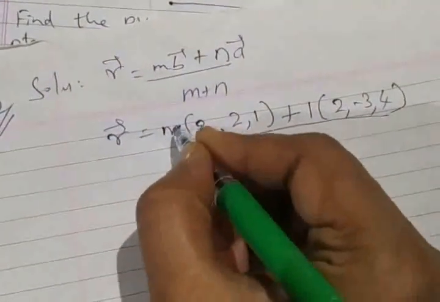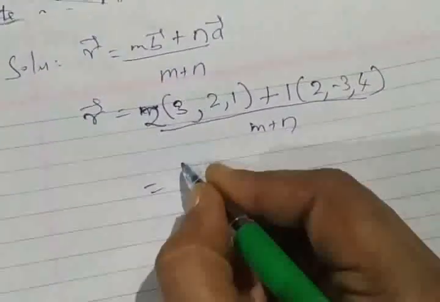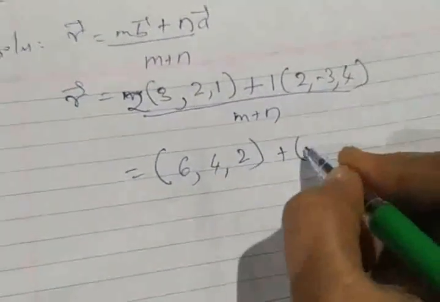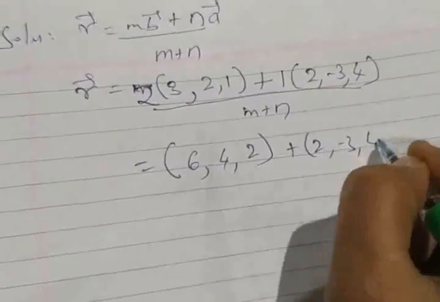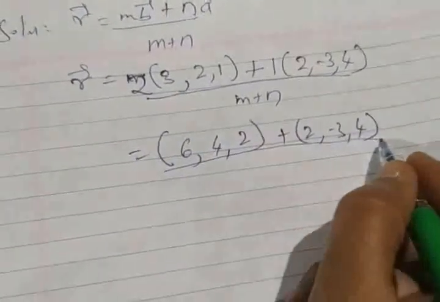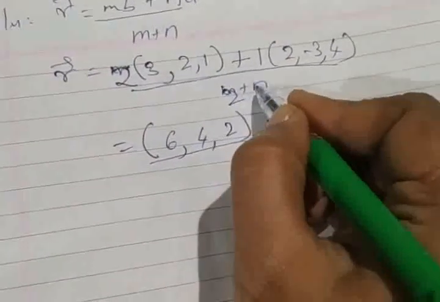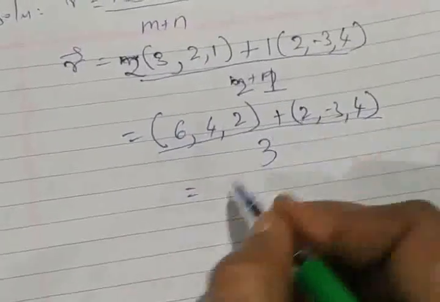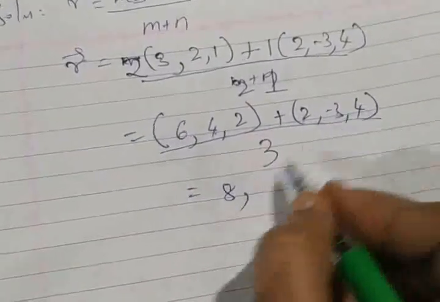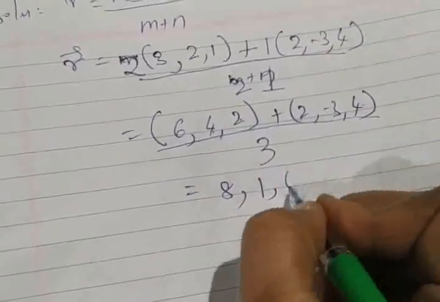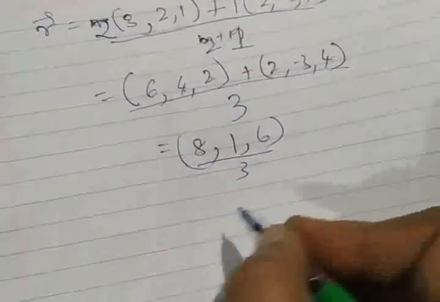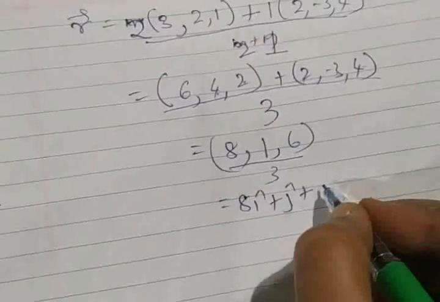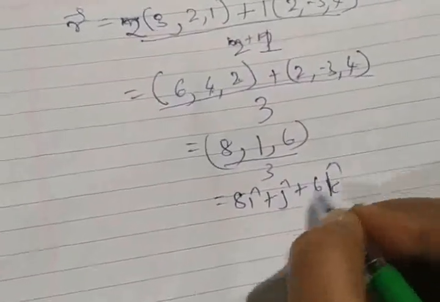The m value is given to us as 2, so in triplet form I find it is 6, 4, 2, plus, of course, 1 is multiplied. 1 is the identity element with respect to multiplication, so the terms remain as they are. The denominator is 2 plus 1, which is 3. Further triplet simplification: 6 plus 2 is 8, 4 minus 3 is 1, 2 plus 4 is 6, with denominator 3 in the triplet manner. Further you can say it is 8i, but in the last conclusion step you have to compulsorily wind up in terms of the vector concept only, whole divided by 3.